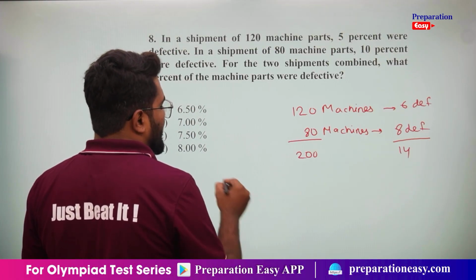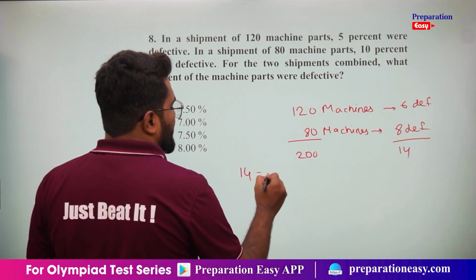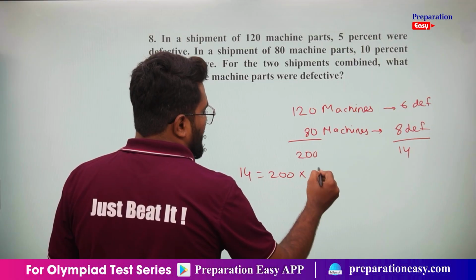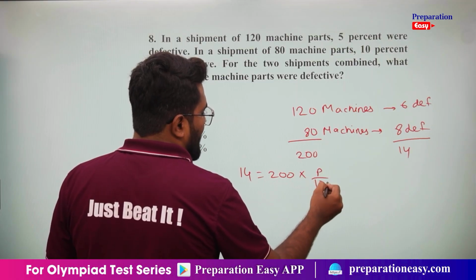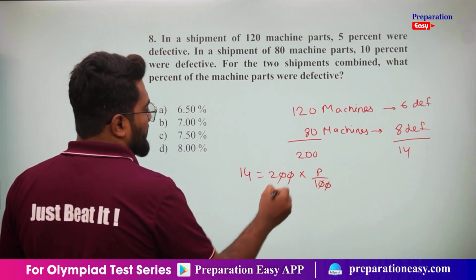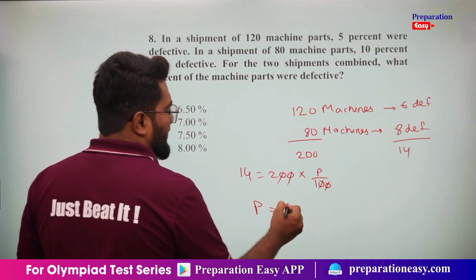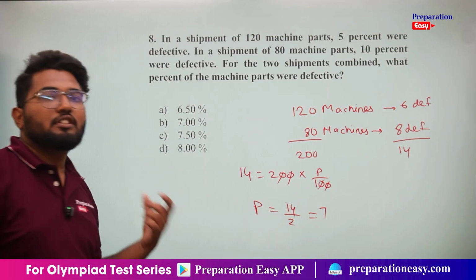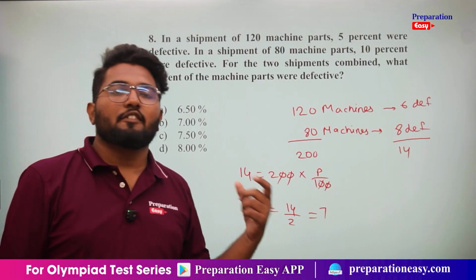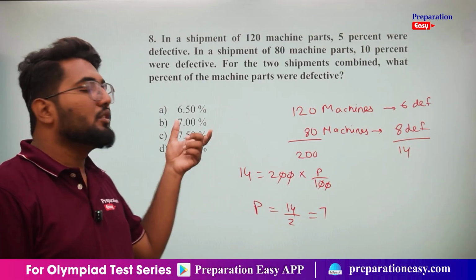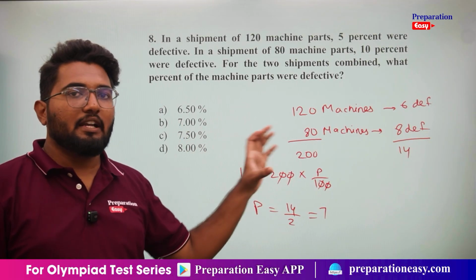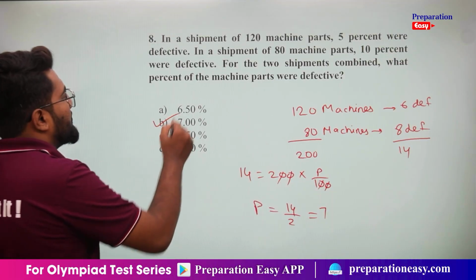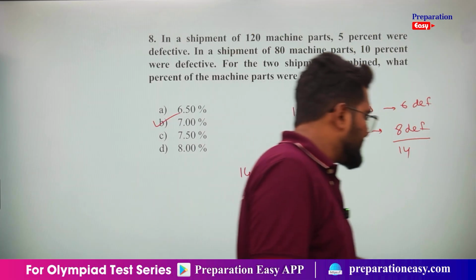To find the percentage, 14 equals 200 multiplied by P, that is percentage, divided by 100. So the zeros cancel. Percentage will become 14 divided by 2, which equals 7. So 7% are defective when we combine both together. Okay, so the answer is 7%. Let's move towards the next question.